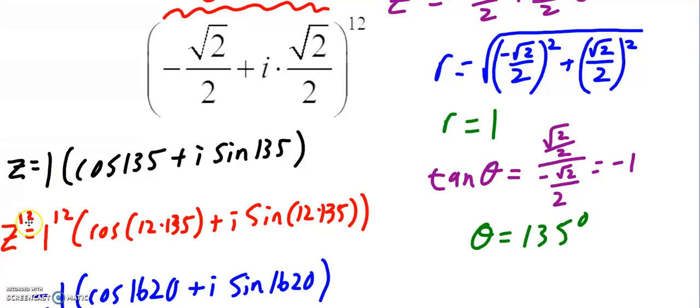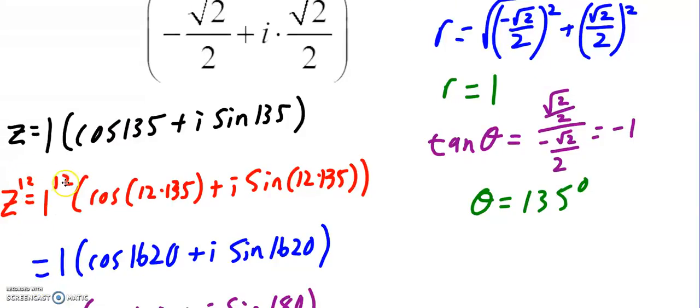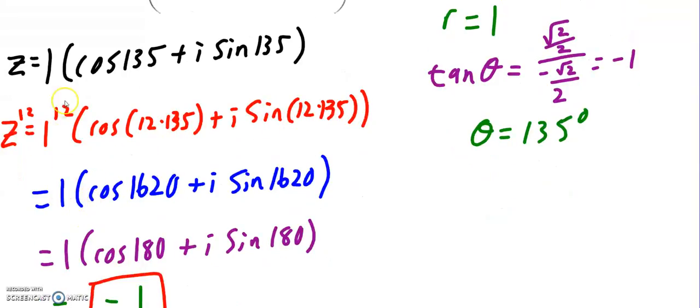Now I raise that to the 12th power, so z to the 12th is 1 to the 12th, cosine of 12 times 135 plus i sine of 12 times 135. 1 to the 12th is 1. 12 times 135 is 1620. So I get cosine 1620 plus i sine 1620.